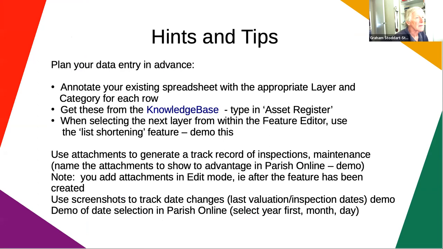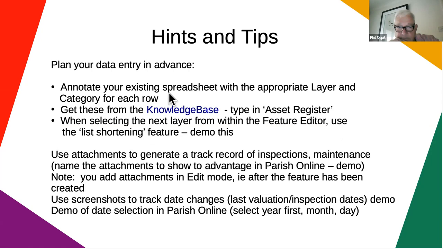When you're transferring your existing asset register into the one in Parish Online, it really helps to have the layer and the category sorted out for each item before you start, which is why I say go and look at the knowledge base. You can get a printout of every category and every layer. And then in your spreadsheet, add the appropriate layer and category to each row, because it makes it so much faster when you're entering the data.